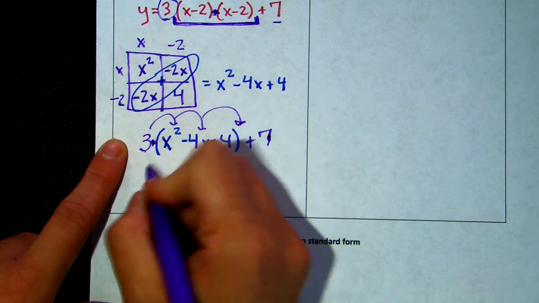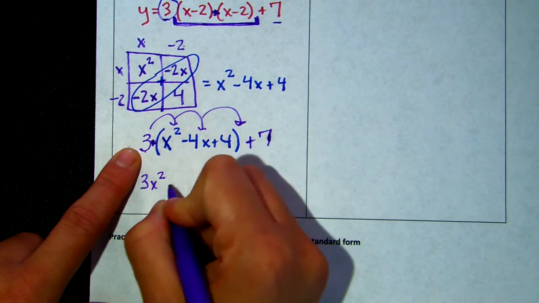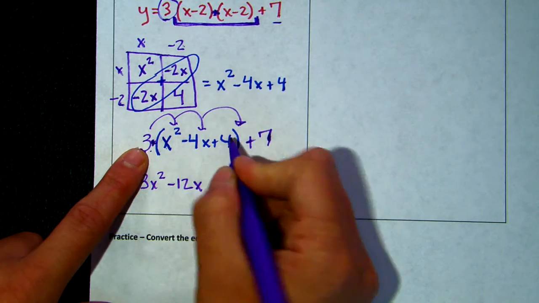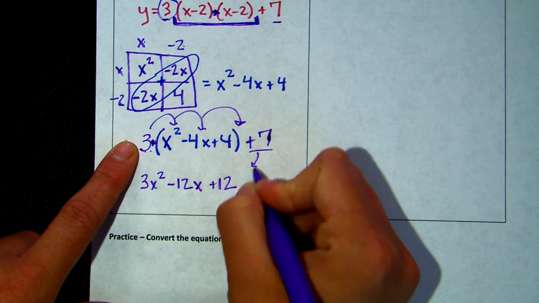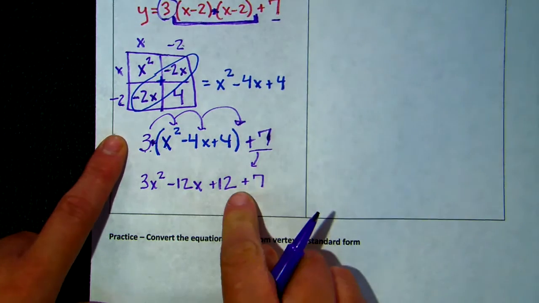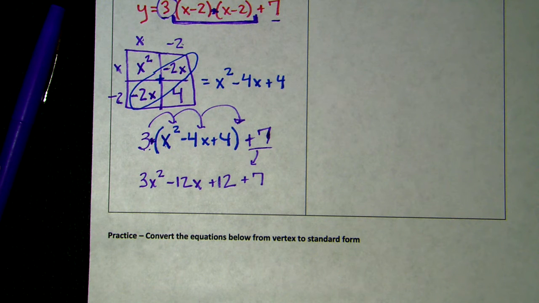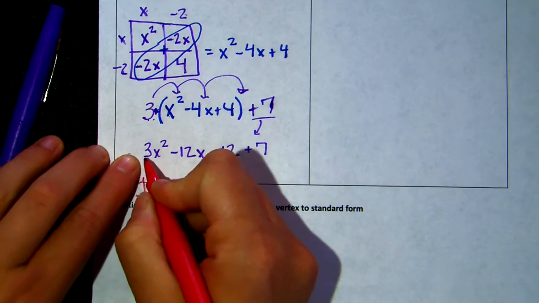So 3 times x squared becomes 3x squared. 3 times negative 4x becomes negative 12x. Don't forget the x. 3 times 4 gives me 12. And then I'm still left with this plus 7 on the side. My very last step here is to combine any other like terms. Okay, don't forget your y equals either from the beginning equation.